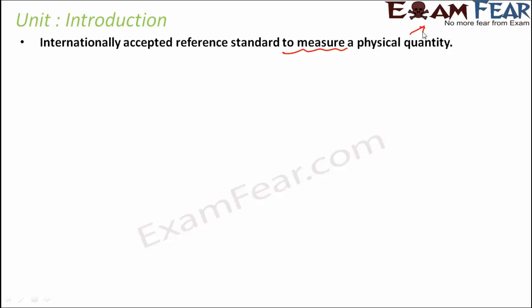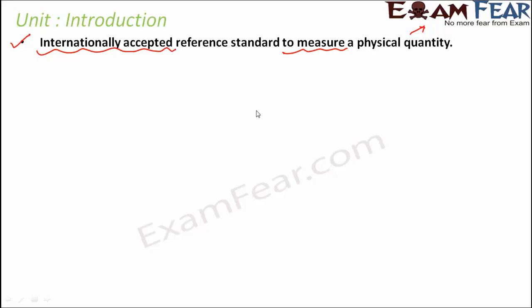So in order to measure the distance, we need some reference, and that reference has to be internationally accepted so that the same reference holds true in different parts of the world. So these type of reference standards which are used to measure physical quantities are called units.